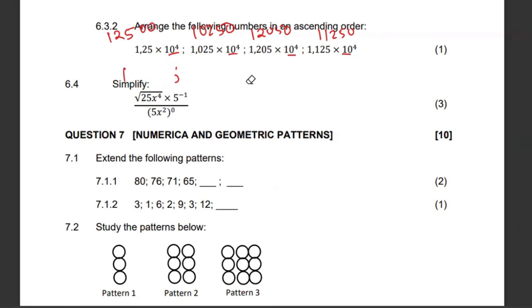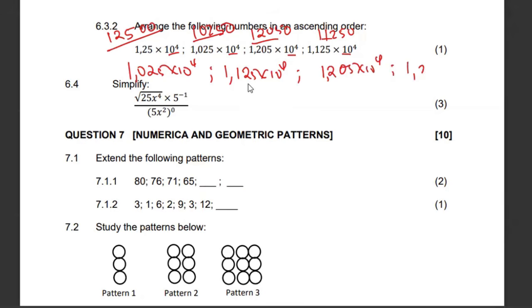Let's erase this first and do the correct thing. Okay, 12,500, 10,250, 12,050, 11,250. So 1,025 times 10 to the 4 is the smallest. Followed by 11, which is 1,125 times 10 to the 4. Followed by the 1,205 times 10 to the 4. And then lastly, 1,25 times 10 to the 4, if it is ascending order. If it was descending order, then it was going to be the other way around.